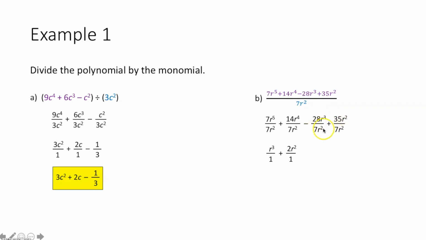And there's 3 r's in the numerator, 2 r's in the denominator, so 2 of those cancel out, leaving just 1 r left in our numerator. And then lastly, 35 over 7 simplifies to just 5 over 1, and the r squareds cancel out. Now we simplify. You don't really need to write anything over 1. You can just write r cubed plus 2r squared minus 4r plus 5.